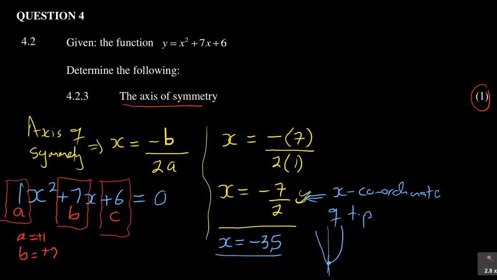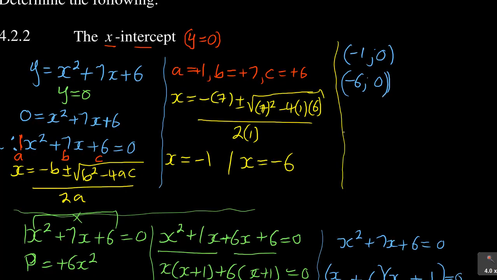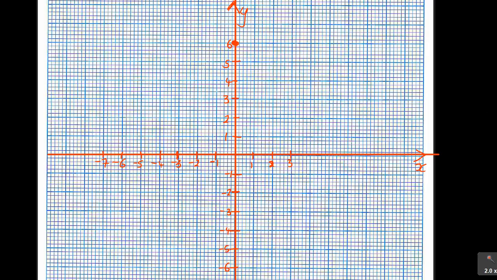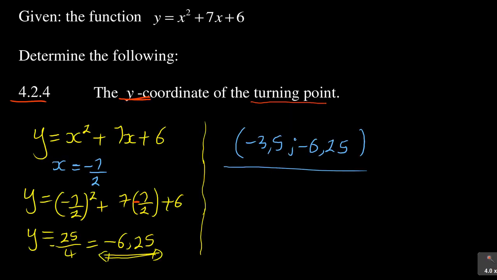Let's look at the x-intercepts, saying the graph is going to cut at x is equal to -1 and x is equal to -6. In coordinate form, it's (-1, 0) and (-6, 0). This also you need. It is going to cut at that point and it is going to cut at that point.